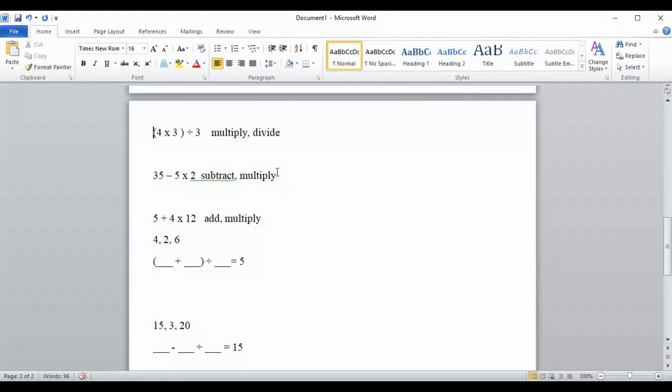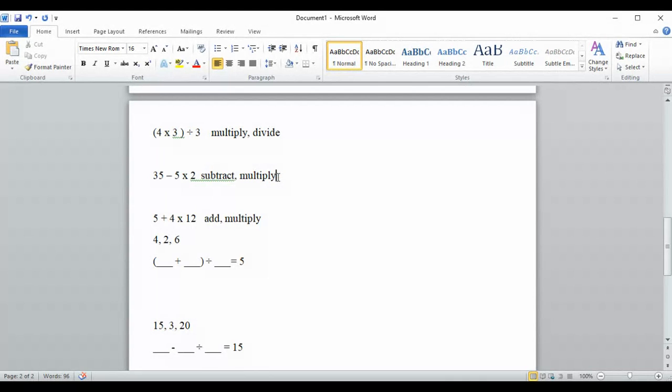Now let's look at this problem. If we have 35 minus 5 times 2, is the first thing we're going to do, according to order of operations rules, subtract? Well, in fact, it's not. We have to do multiplication first. So they are incorrect.